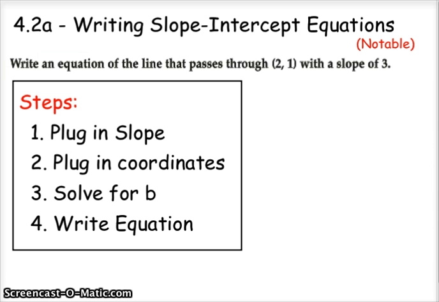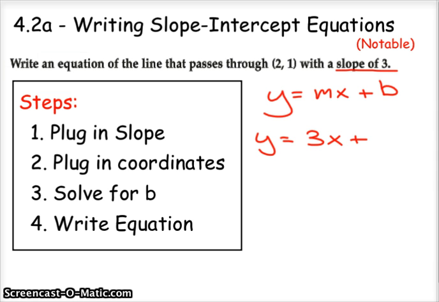So again, I'll start with my general equation of y equals mx plus b. I'll first plug in my slope. Again, my slope is 3 right there. So I'll have y is equal to 3x plus b. Step 1 done. Step 2 is to plug in my coordinates. So my coordinates here are my x comma y. And so my x term is 2 and my y term is 1. So plugging it in, I'll have 1 for y is equal to 3 times 2 plus b.